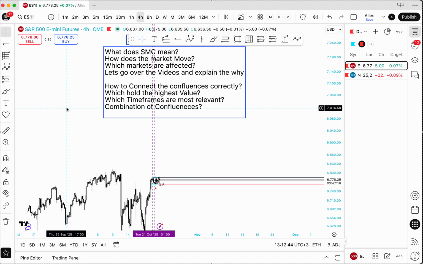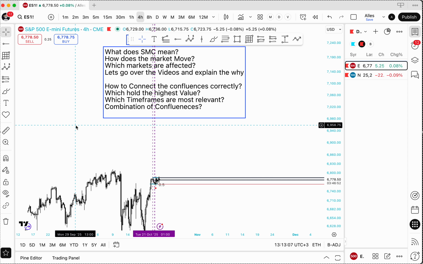And how can I combine the confluences? Can I combine a liquidity sweep directly with an inverse fair value gap? Is it better to wait for a fair value gap and then for a break of structure? Which confluences come first? Which confluences are most relevant? All these questions you have to find out by yourself, or you can ask.